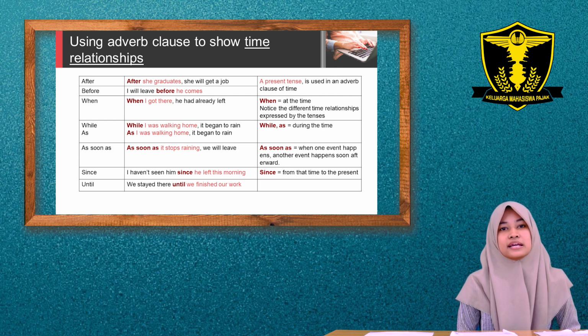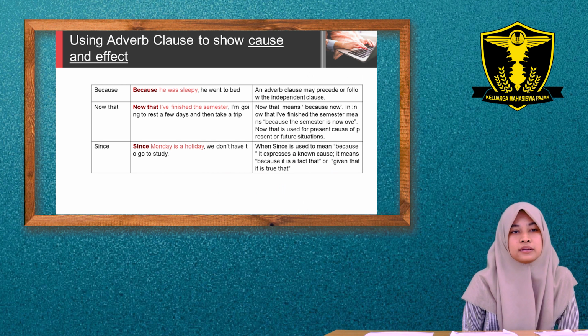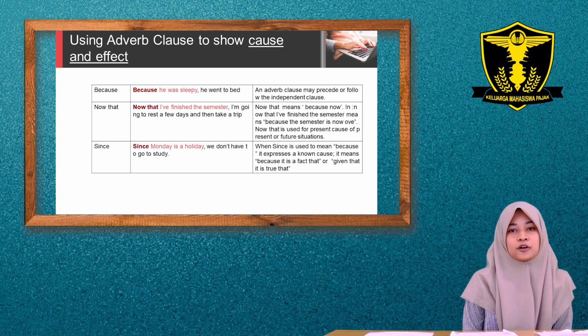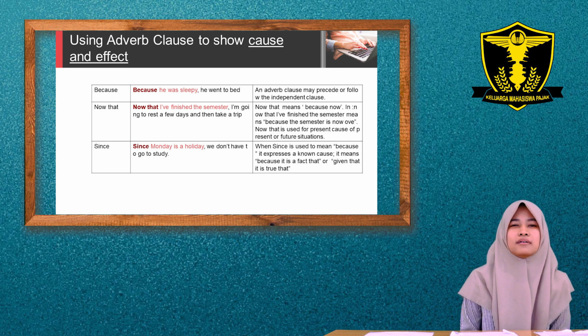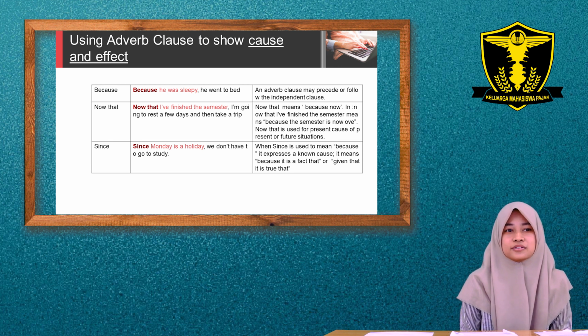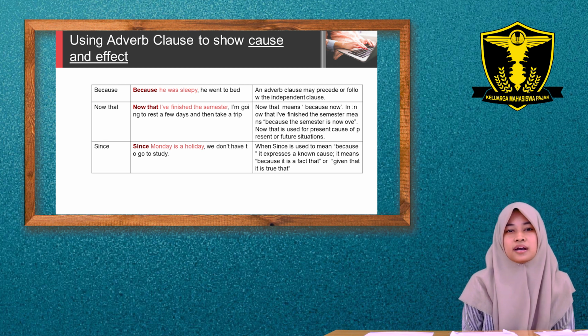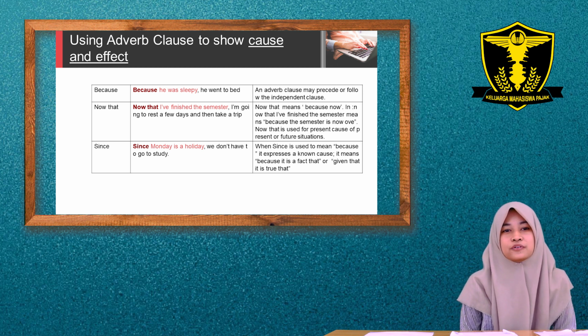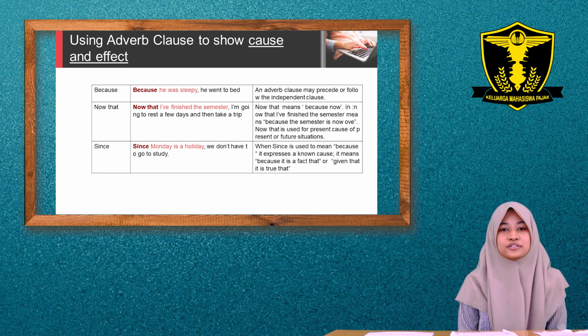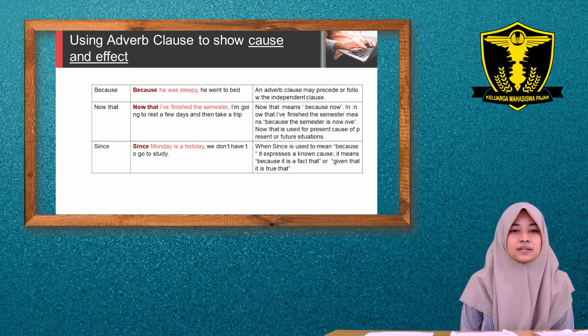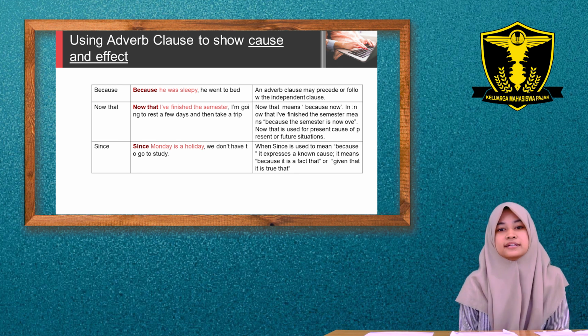Here are the examples of cause and effect. First, because he was sleepy, he went to bed. An adverb clause consists of a subordinator followed by an independent clause. And the next, now that we have finished the semester, I will go to rest in a few days and take a trip. And the last, since Monday is a holiday, we don't have to go to study.